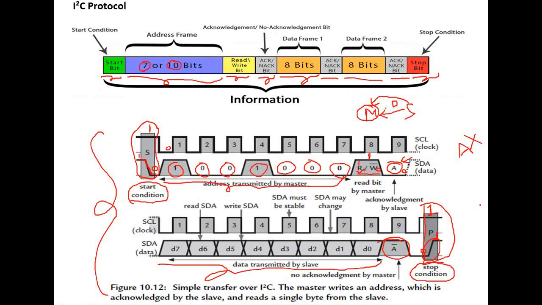In this way, your I2C protocol works. See, thus the transfer begins with a start condition shown by a falling edge on SDA while SCL is high, and it ends with a stop condition shown by a rising edge on SDA while SCL is high.